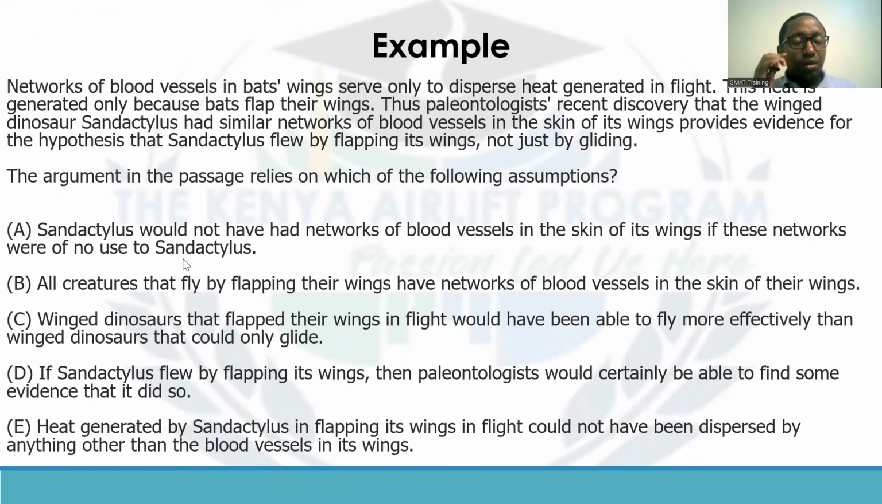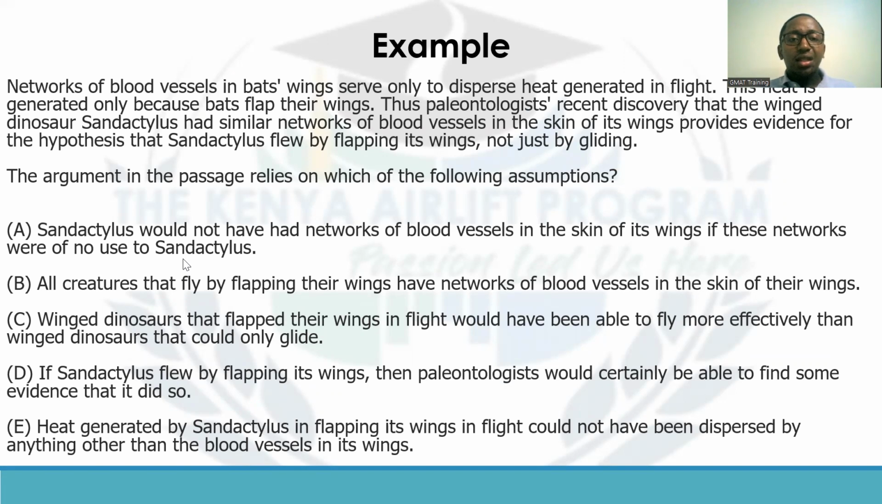So we have our second question. We can pause, then we'll handle the question. Networks of blood vessels in birds' wings serve only to disperse heat generated in flight. This heat is generated only because birds flap their wings. Thus, paleontologists' recent discovery that the winged dinosaur Sandactylus had similar networks of blood vessels in the skin of its wings provides evidence for the hypothesis that Sandactylus flew by flapping its wings, not just by gliding. The argument in the passage relies on which of the following assumptions?